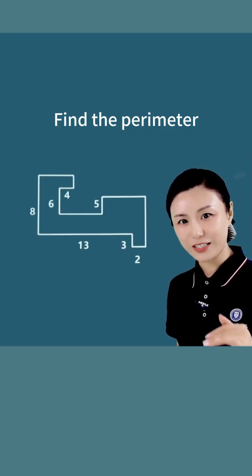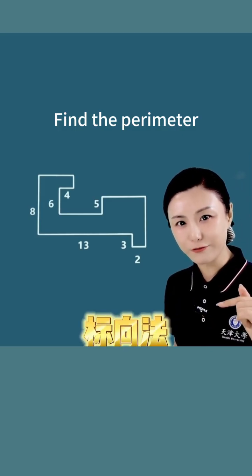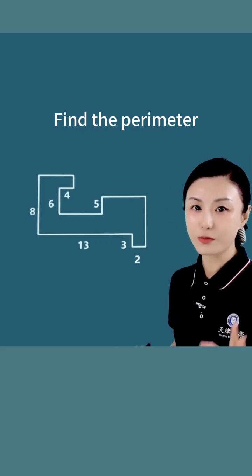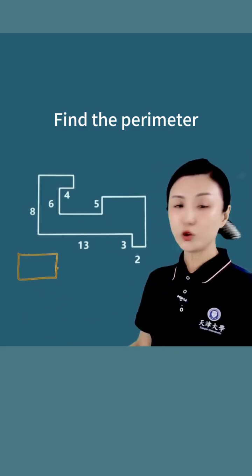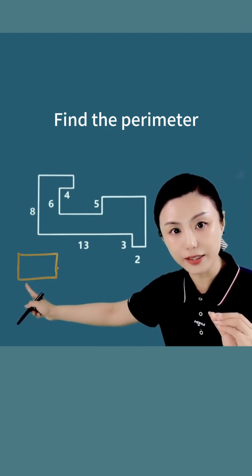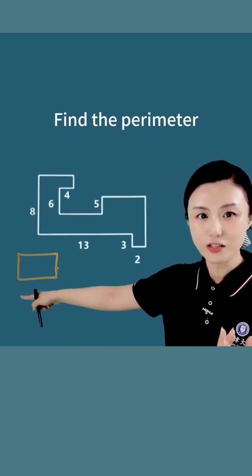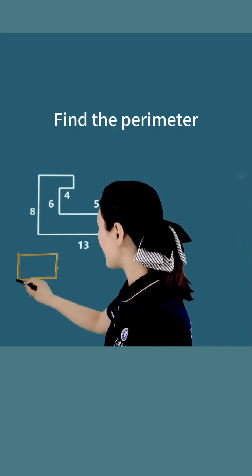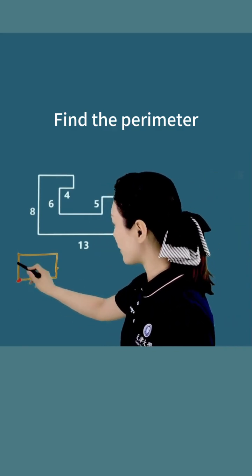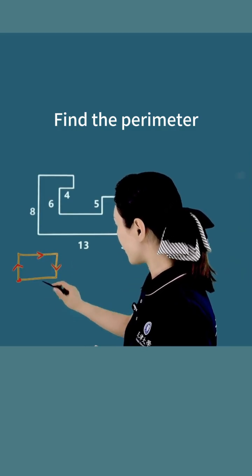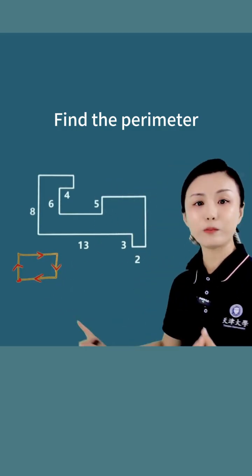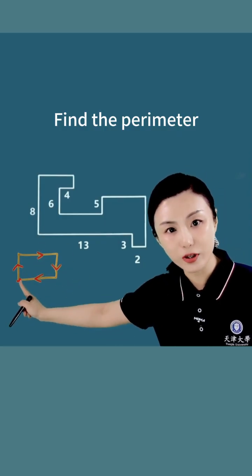Today, Teacher Dong will teach everyone a trick, the marking method, to easily solve it. What is the marking method? Take a look, for example, at a rectangle. If I start from any vertex of the rectangle as the origin, what do you notice when you walk around it? Starting from this origin point, if I first go up, then move to the right, then go down and finally turn left, I will end up right back at the same origin after making a full loop.